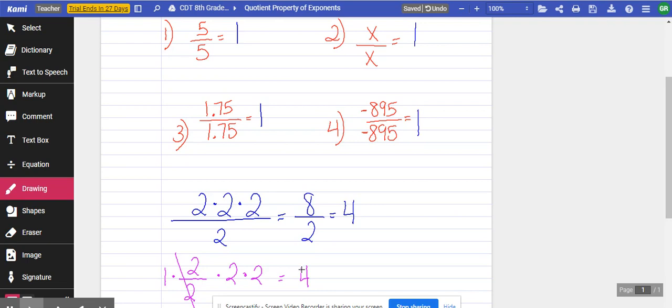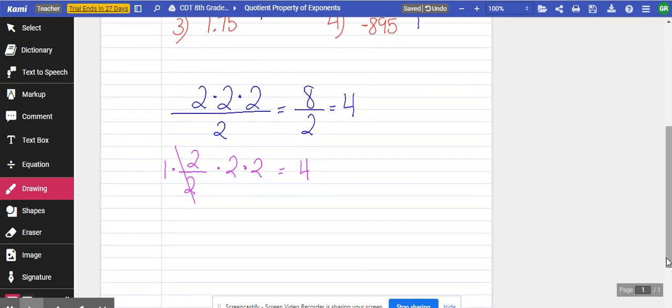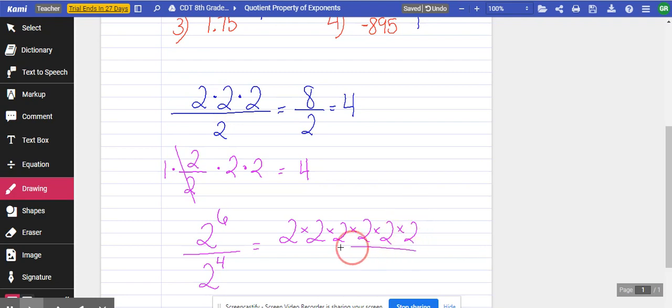So now let's think about this in terms of exponents. So let's see, 2 to the 6th divided by 2 to the 4th. See if you can take a minute to pause the video and solve that one for yourself. Okay, so we could expand 2 to the 6th by writing out 2 times itself 6 times. And then on the bottom, I have 2 times itself 4 times. Anything that's divided by itself is 1.